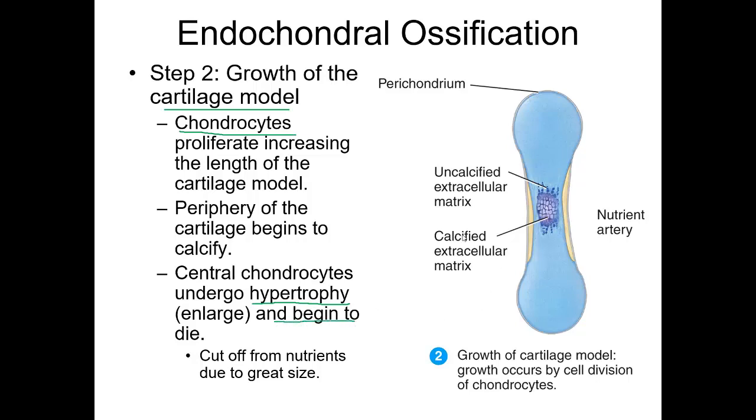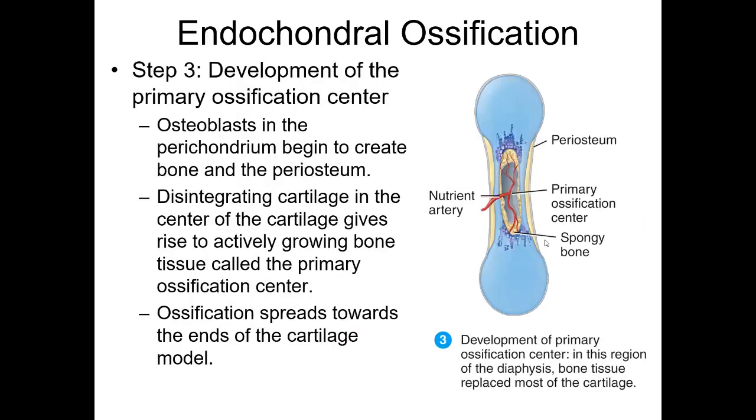Now, what happens when they begin to die or undergo apoptosis? Now, this means that there is a rudimentary medullary cavity that is starting to form. So this preliminary bone is starting to elongate, and the medullary cavity is starting to form.